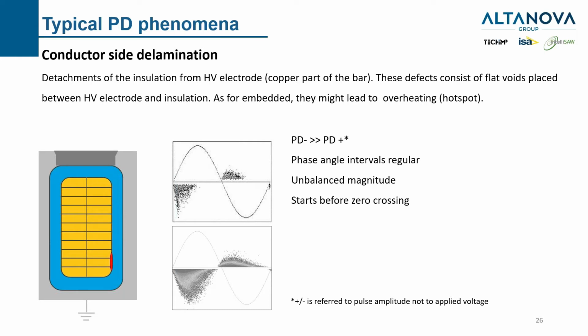Another kind of delamination is localized between the insulation and the copper bars, the conductor side delamination. In this case, the pattern is characterized by an asymmetry. We have higher negative PD pulses with respect to the positive ones. We have a quite regular phase angle. There is an imbalance in the magnitude, and the phenomenon can start before the zero crossing as well. The very important thing is the asymmetry with respect to positive and negative pulses.